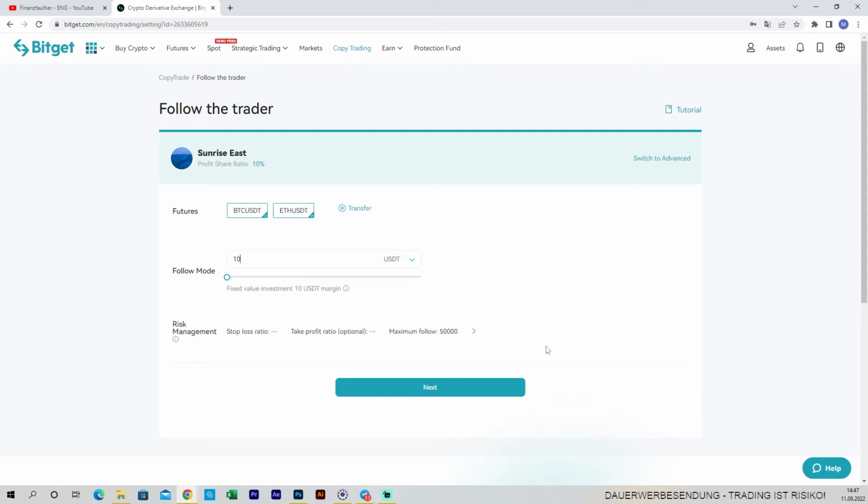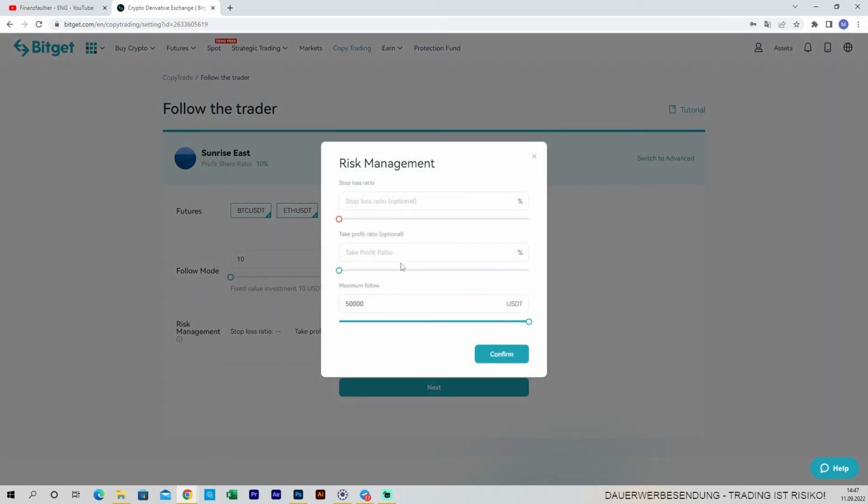Besides that, you can go into the risk management sector and also set stop loss and take profit. I usually set the stop loss ratio to 50%. So if one trade goes down 50%, it stops the loss and closes the trade. I usually leave take profit open. I think the trader will know better than me when to close it and when to take profits, because in the end, the trader makes money with us making money, because they have a profit share ratio of 10%, or this guy has.